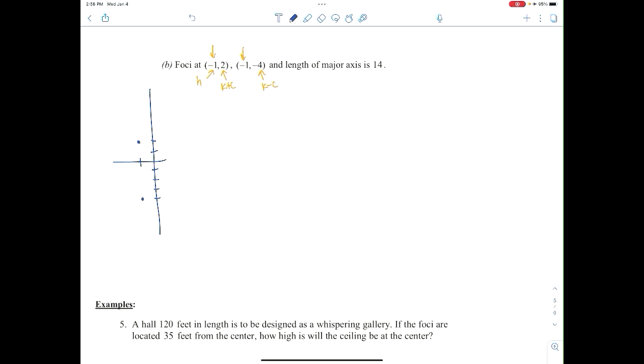Now from -4 to +2, if we go to the middle of these two things, we're going to end up at -1, -1, which is our center. It splits the two. Our major axis is 14, so from that center, we're going to go up 7, 1, 2, 3, 4, and down 7, 1, 2, 3. Those are our vertices. So we have something maybe like that happening.